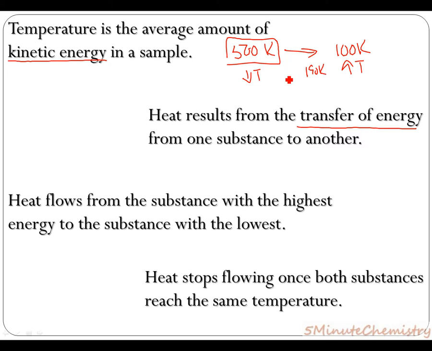What we're saying is that for sample 1, I've got an initial temperature of 500 Kelvin, and I would have a final temperature of 190 Kelvin. For the other sample, my 100 Kelvin sample, I have an initial temperature of 100 Kelvin, and I have a final temperature of 190 Kelvin. All you have to be aware of is that these two ending temperatures will be the same.